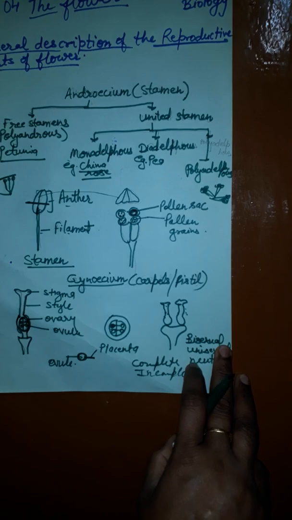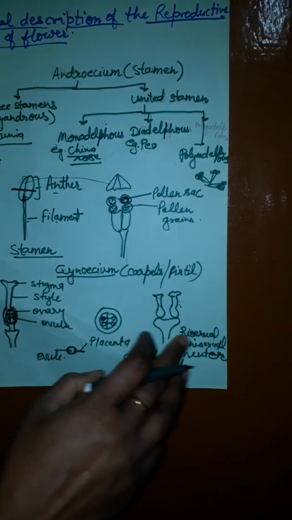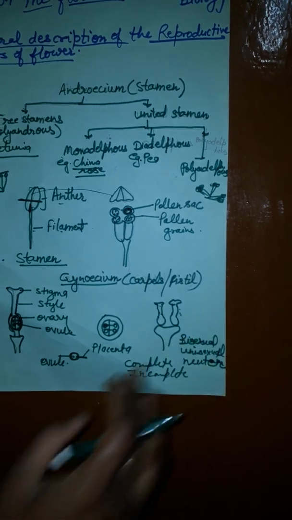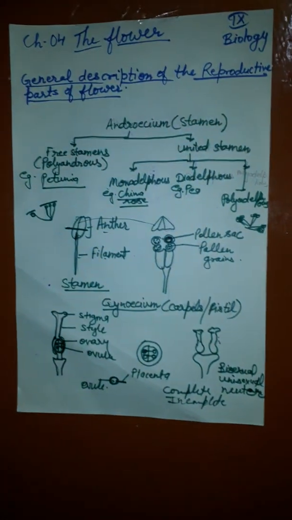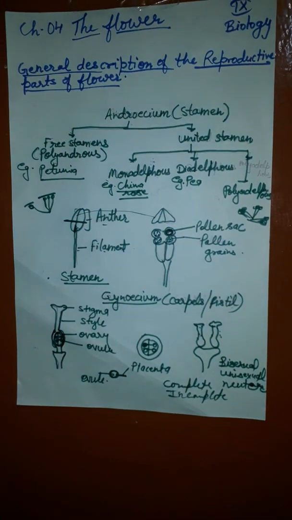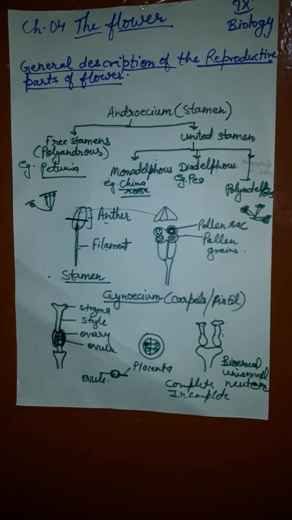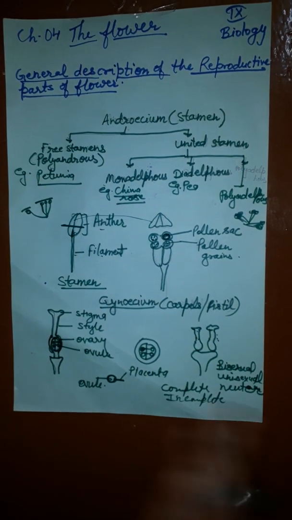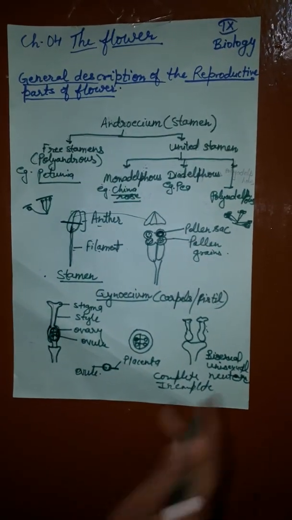And in unisexual flowers, the male and female parts are separate, that is staminate and pistillate. Staminate may only have androecium, so it is called a staminate flower, and one that only has gynoecium is called a pistillate flower. And in a neuter flower, stamens and pistils are both absent, so that is called a neuter flower.